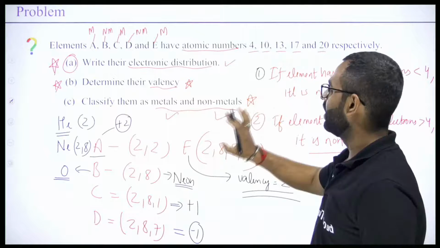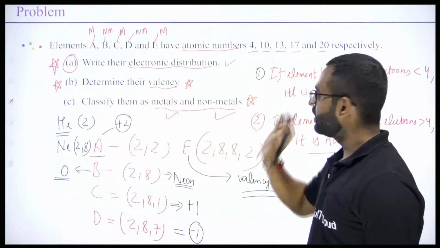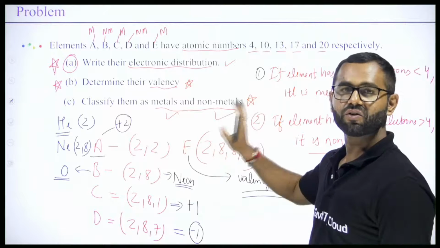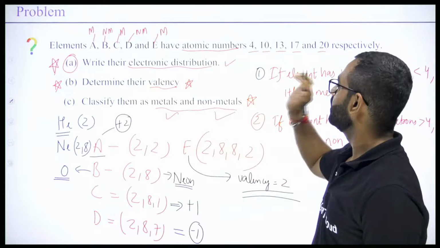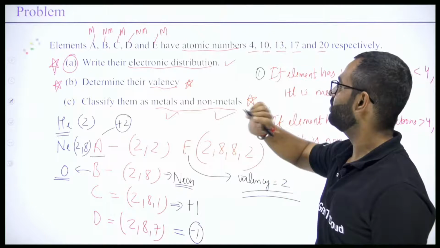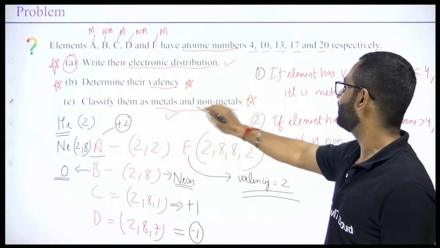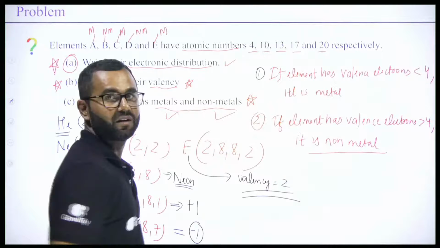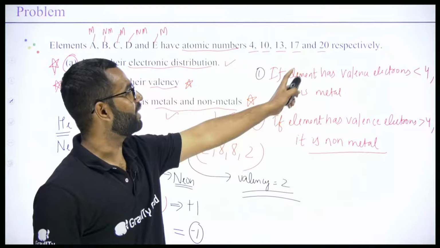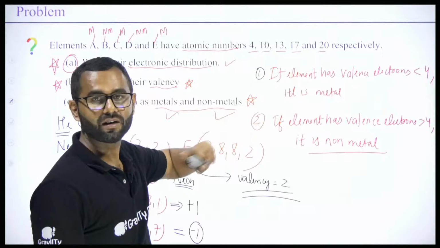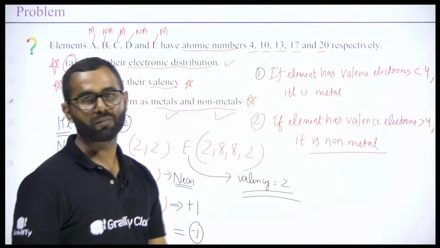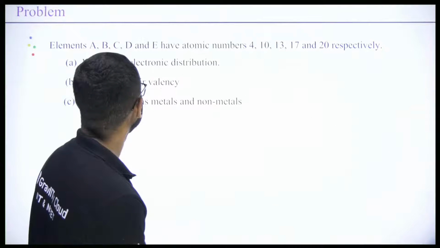Understood? Understood this question? The reason behind giving you this question is that you understand electronic distribution, valency and classification as metal and non-metals. For this classification, remember this thing. If element has valence electrons less than 4, it's metal. If element has valence electrons greater than 4, it is non-metal. Right? Chalo. This one.